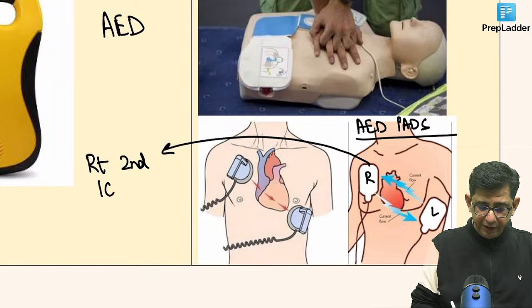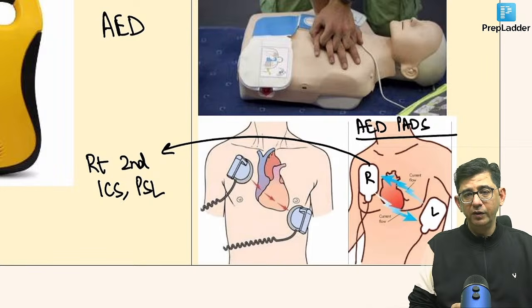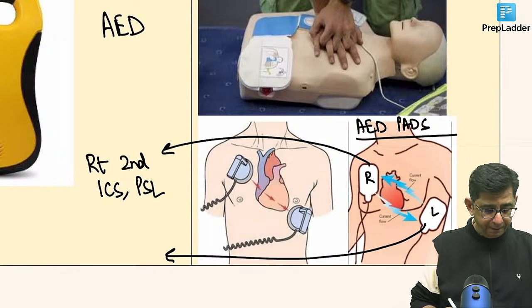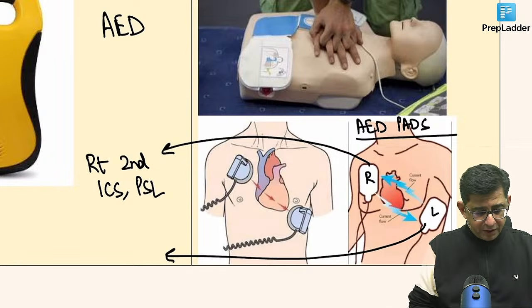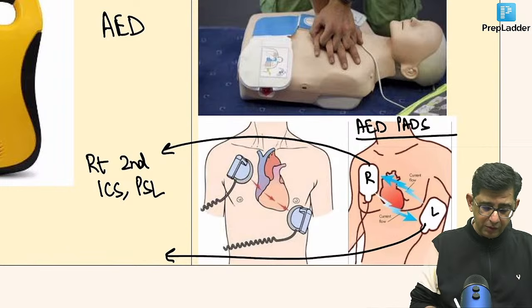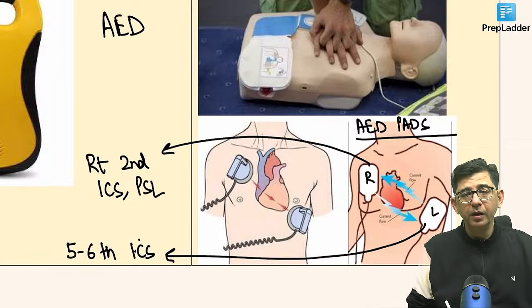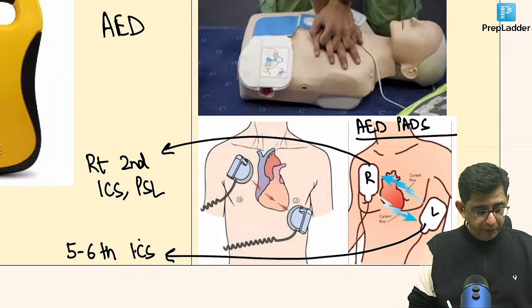The site is the right second intercostal space, parasternal line at the angle of Lewis, where we'll place the right paddle. And where would you be placing the left paddle in the patient? Very good, that is the second space. Left paddle, please, and the site also. Your answer would be the 5th to 6th intercostal space. Yes, and the line would be?